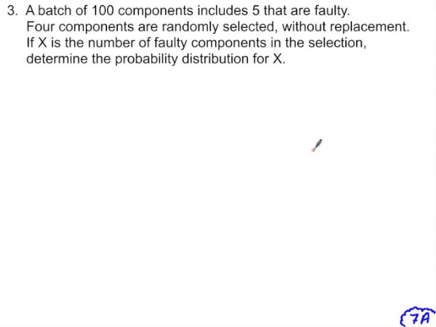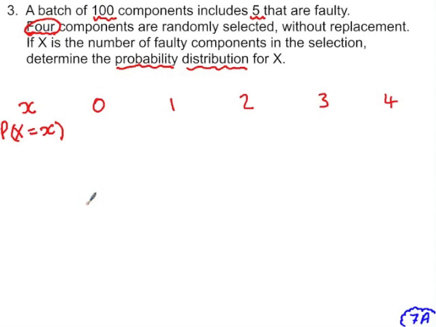Finally, we're given a context and we're asked to determine a probability distribution for x, where x is defined as the number of faulty components in a selection of 4. So x can take the values of 0, 1, 2, 3, or 4. Now the probability that any single component is defective is 5 out of 100.